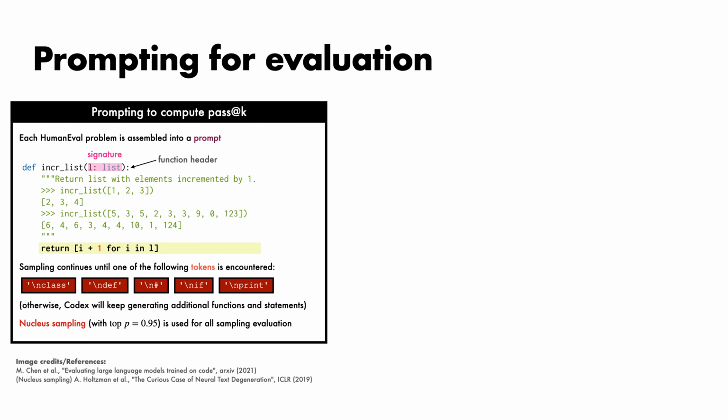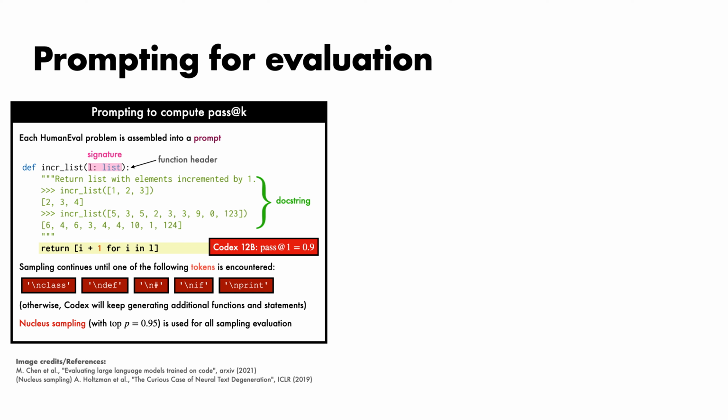The degree to which such argument and return type hints are provided varies from problem to problem in the HumanEval dataset. The prompt also includes a docstring conveying what the function should achieve. To give a sense of how difficult this task of incrementing the values in a list is for Codex, the probability that a single sample from the Codex 12 billion model passes the unit tests for this problem is 0.9.